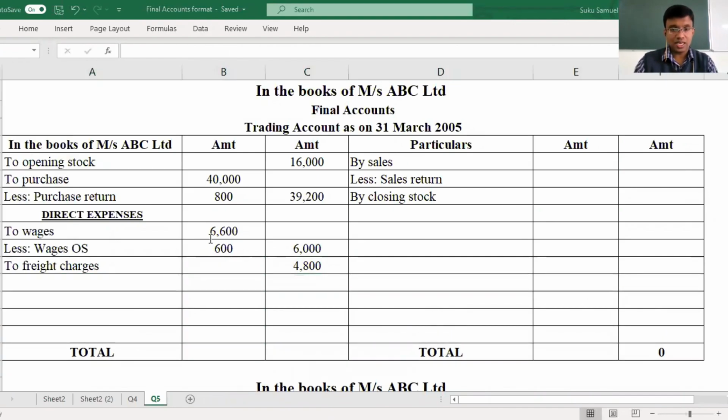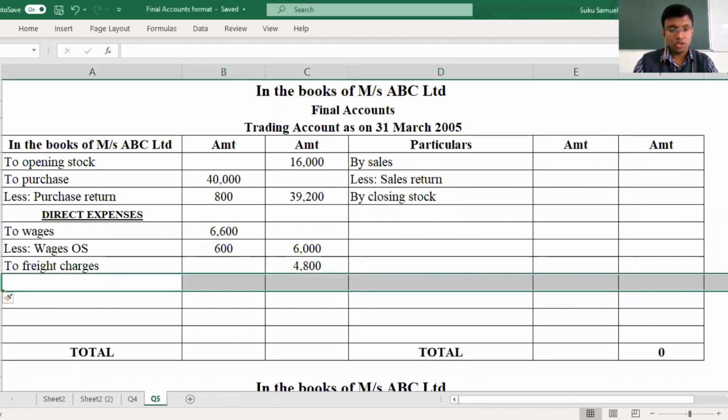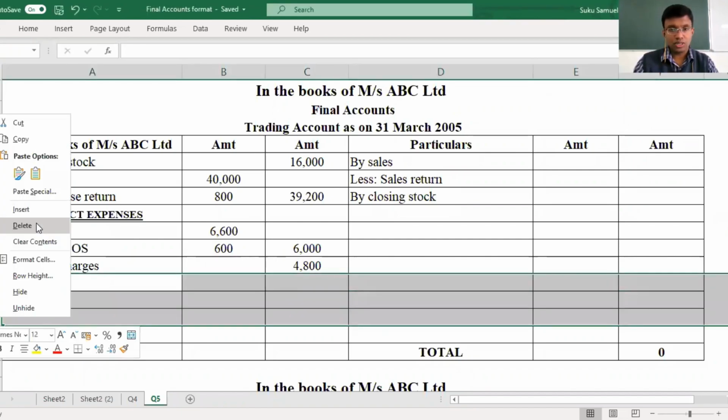Now let us see if there are any more direct expenses. Let's quickly look through the given trial balance. We do not have any more direct expenses, so we have pretty much covered most of the direct expenses. Now we can move on to the credit side.